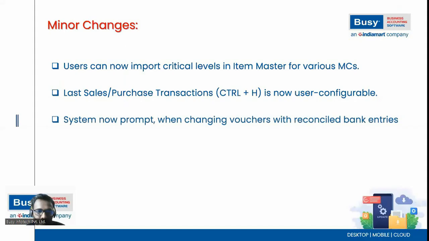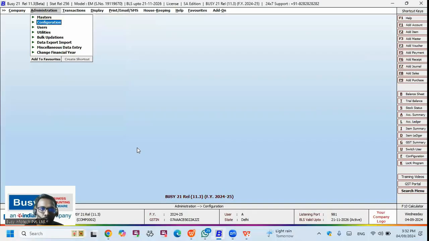The next enhancement is that the system now prompts when changing vouchers with reconciled bank entries. You entered some receipt or payment vouchers, then after you mention the clearing date, the reconciliation is done. After reconciliation, whenever you try to change any information in the voucher, it gives you a message: this voucher is already reconciled. You can never change the reconcile date, that is, the clearing date. How does it come? Let me show you.